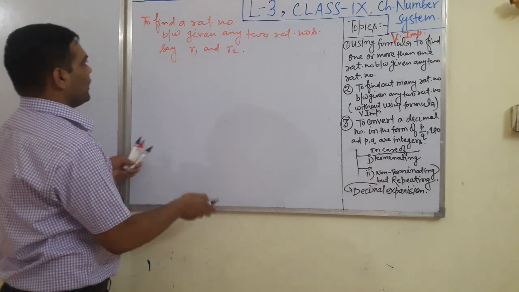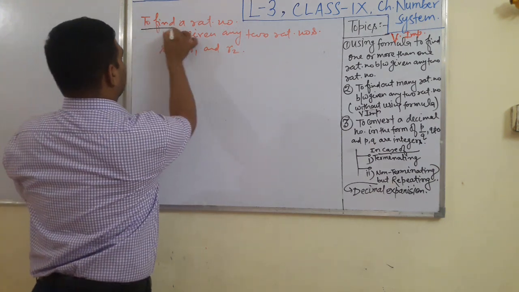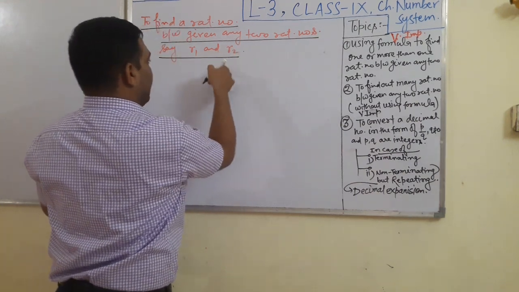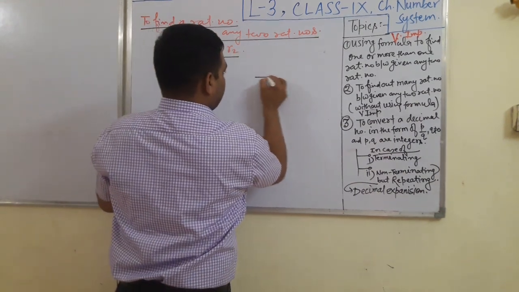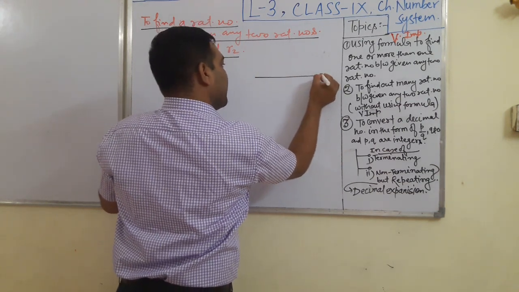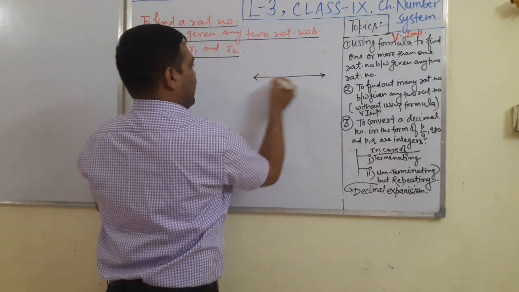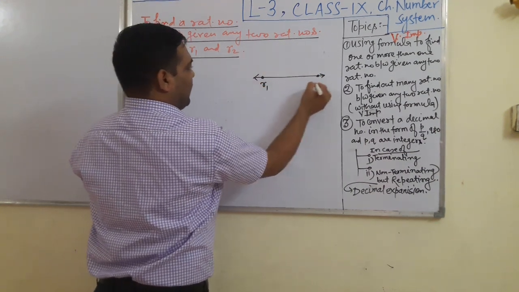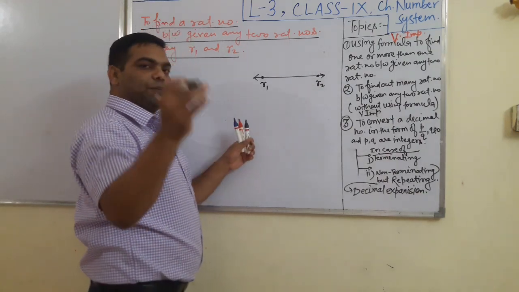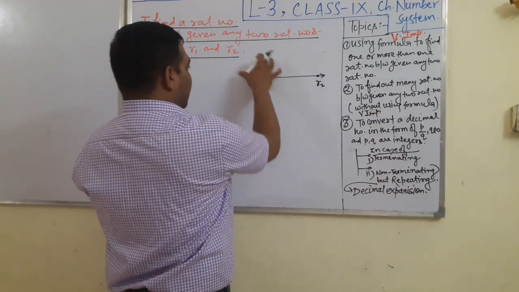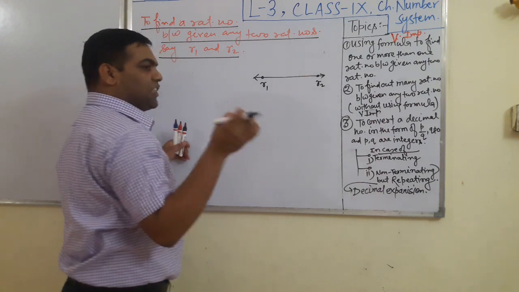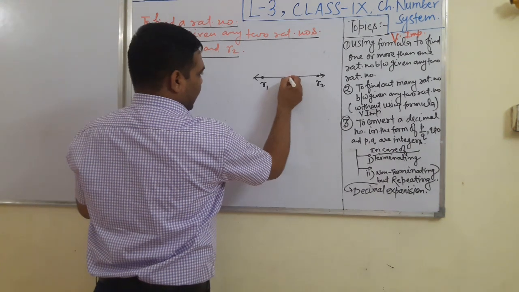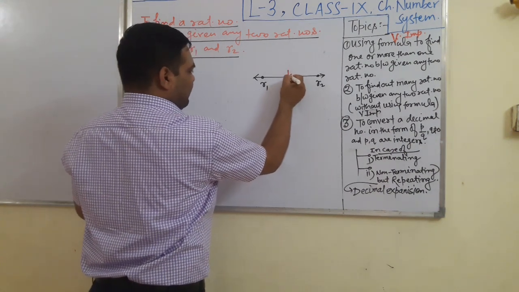See it. So here the topic is to find a rational number between any two given rational numbers, say R1 and R2. Suppose in the number line, here I am indicating these two rational numbers R1 and R2. And students, we would like to find a rational number between them. Is there any rational number? Yes. See, this exactly lies in the middle.